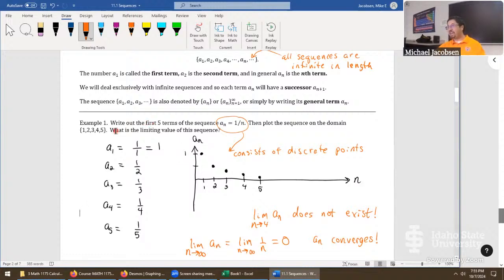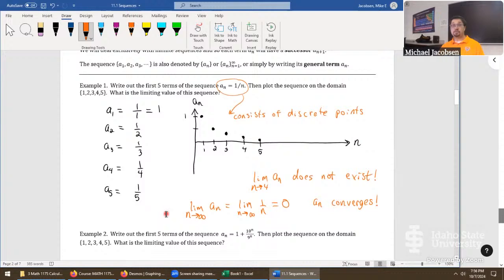So we followed this value to the letter. What is the limiting value of the sequence? We got a limit of 0 on this one. Any questions at all, folks, with this one? I think I already asked that, but okay.